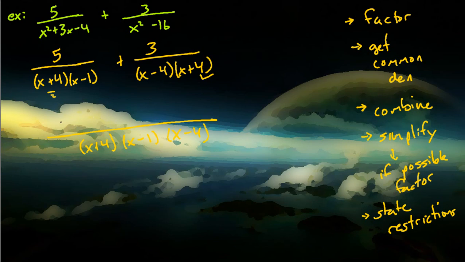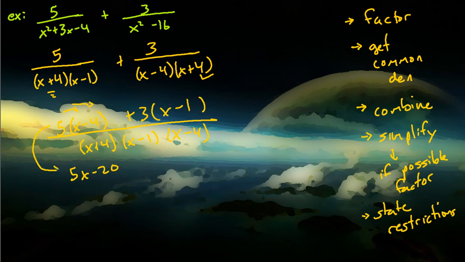All right, so we have the 5. Now I ask myself, what do I need to multiply this by? What am I missing? If I look at my denominator, this denominator has an x - 4, and this one does not. So x - 4, plus 3 times, and as I look in this denominator, what's missing from down here? An x - 1. So x - 1. Now we distribute, and we get 5x - 20.